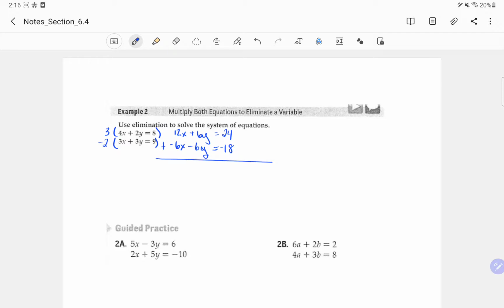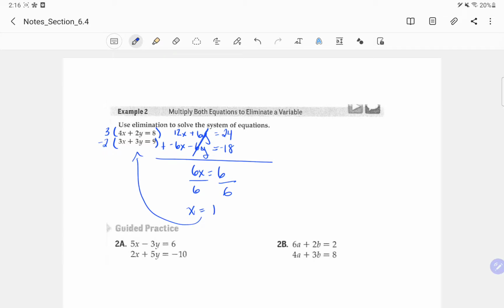Here we have two numbers that are canceling. They're opposites, 6y and -6y. They're going to go away. So 12 minus 6x is going to be 6x, and that's going to be equal to 6. Divide both sides by 6, and you get that x is equal to 1.